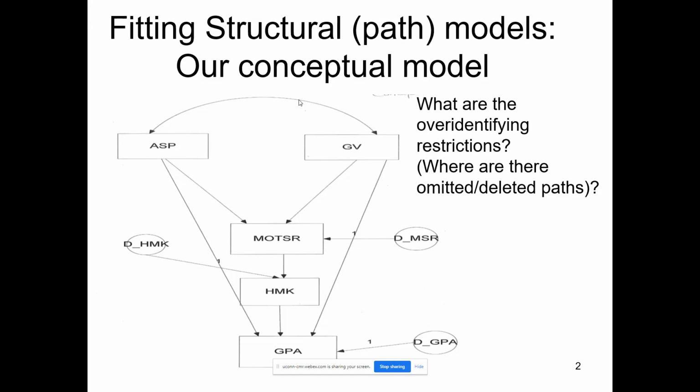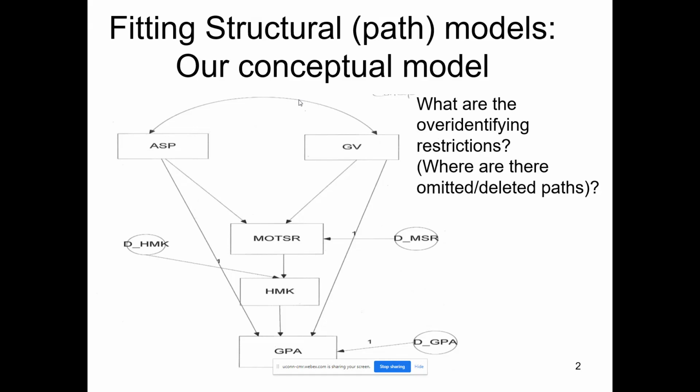It's your GPA. So basically what this model is saying is that academic self-concept, or academic self-perceptions, and how much you value the goals of school, that valuing the goals of school and feeling good about your academics, those both predict the level of motivation that you have. And then motivation predicts homework completion.